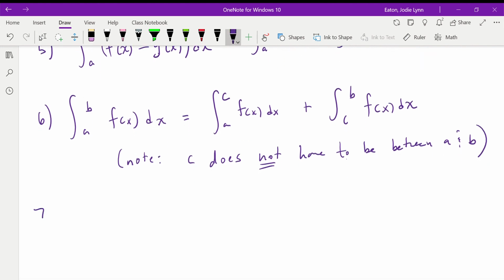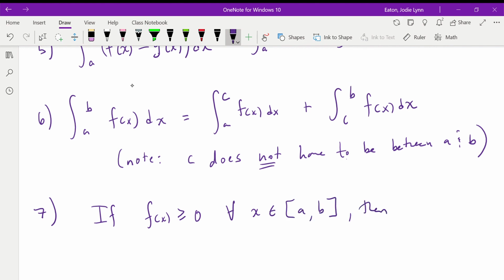And number 7. If f of x is positive or 0 for all x on its interval, then its integral is positive. And that makes sense, because if it's above the x-axis, that means that the area is going to be a positive area.